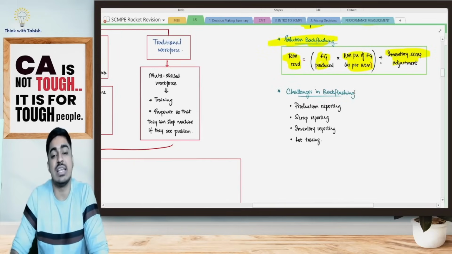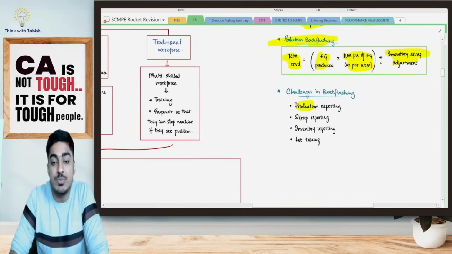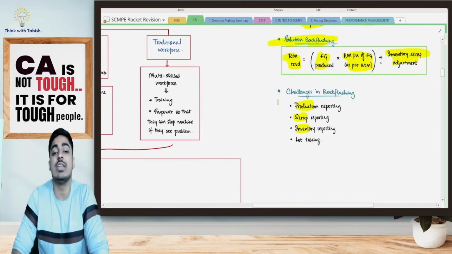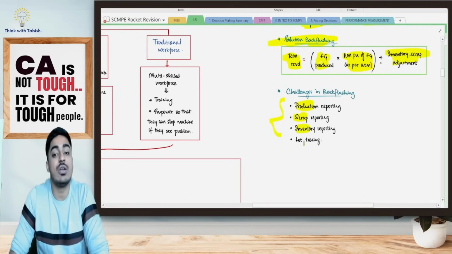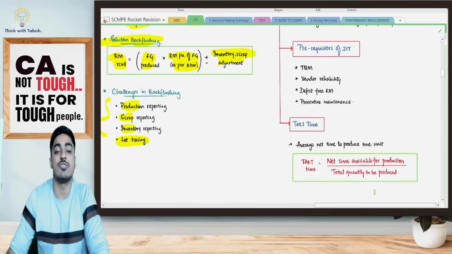Now, some issues or challenges could be there. Production reporting should be correct. Scrap reporting should be correct. Inventory reporting should be correct. Otherwise, this complete equation will go for a toss. Again, lot tracing becomes impossible in case of backflushing.